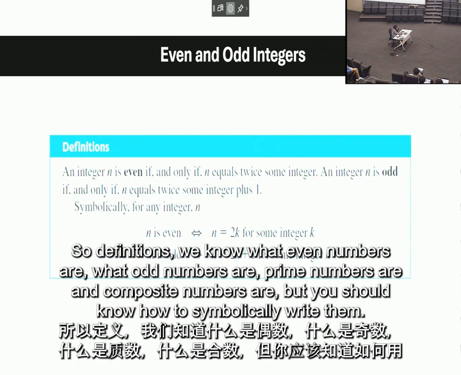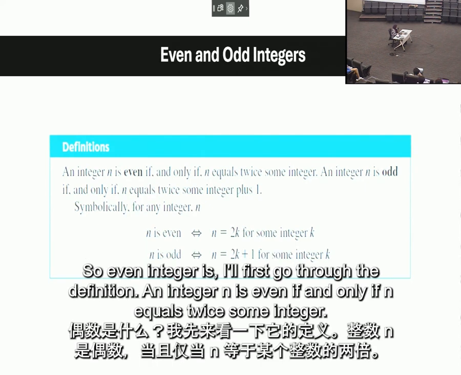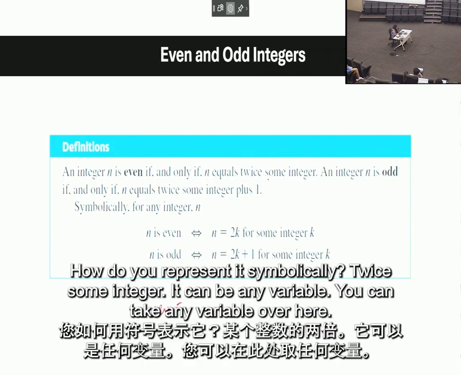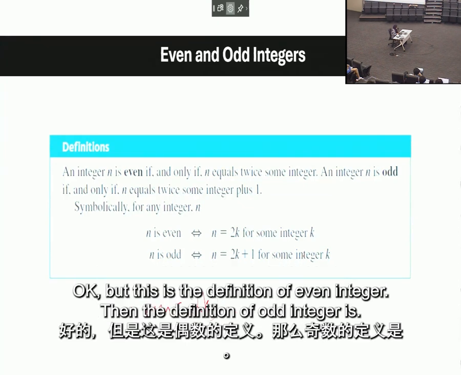So definitions, we know what even numbers are, what odd numbers are, what prime numbers are, and what composite numbers are, but you should know how to symbolically write them. So an even integer is, I'll first go through the definition. An integer n is even if and only if n equals twice some integer. How do you represent it symbolically? Twice some integer. It can be any variable. You can take any variable over here, okay? But this is the definition of even integer.